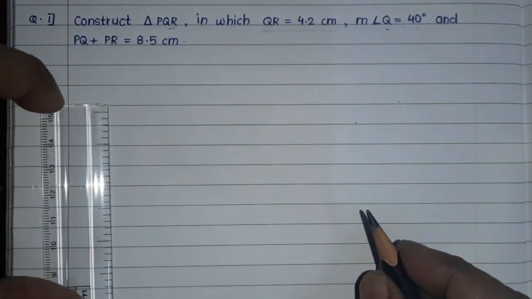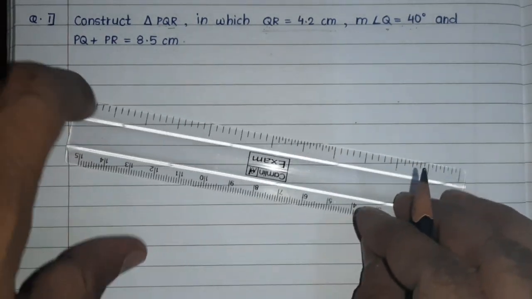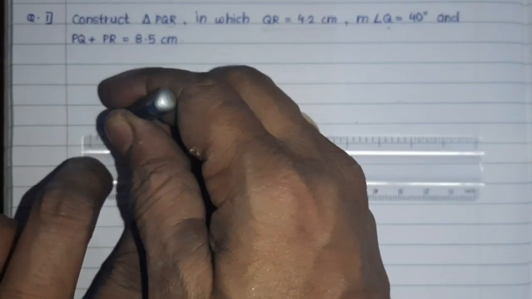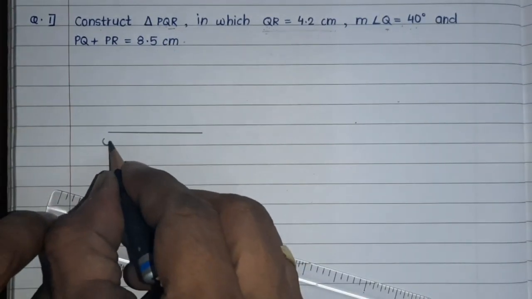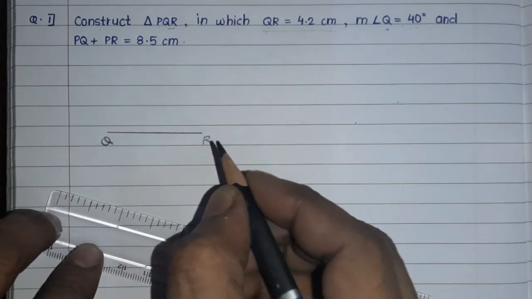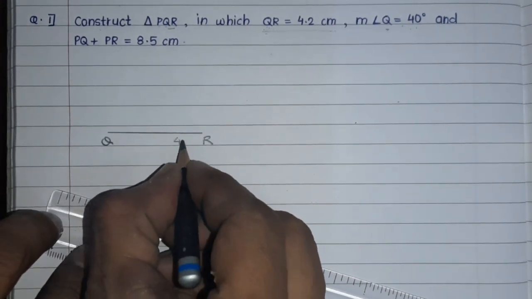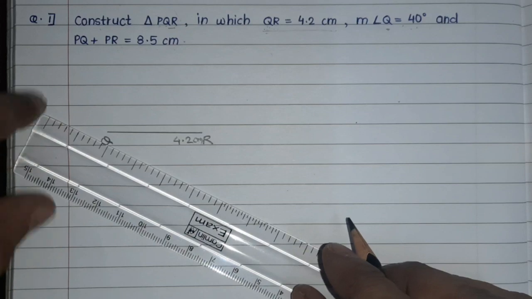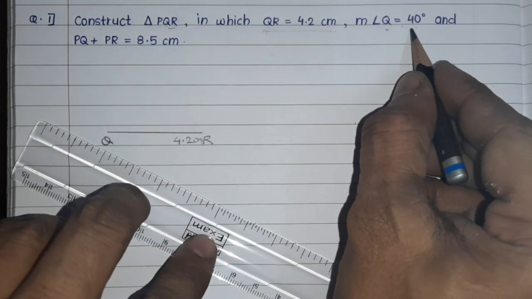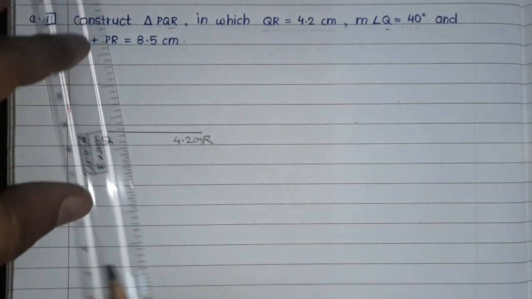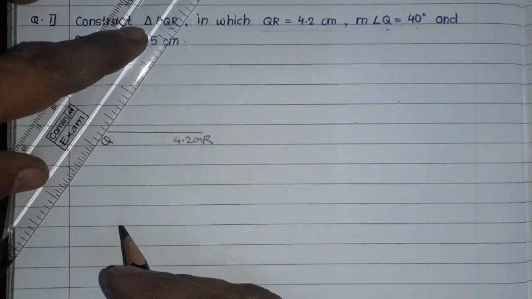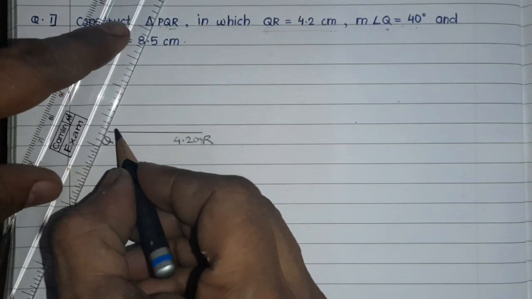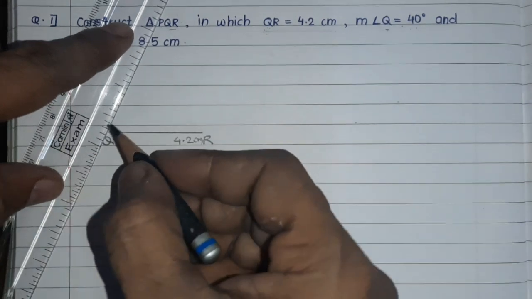First of all, see how to construct an analytical figure, or we say the rough figure. Any triangle we can draw. See here, we can draw this. We have to take QR as the base. As all of you know, this is QR and the length of QR is 4.2 centimeter. Don't forget to write the measurements. See here, at the angle Q, the angle is of 40 degree. Now see here, at the point Q, the measurement of the angle is 40 degree. Dear student, here we have to draw the rough figure.